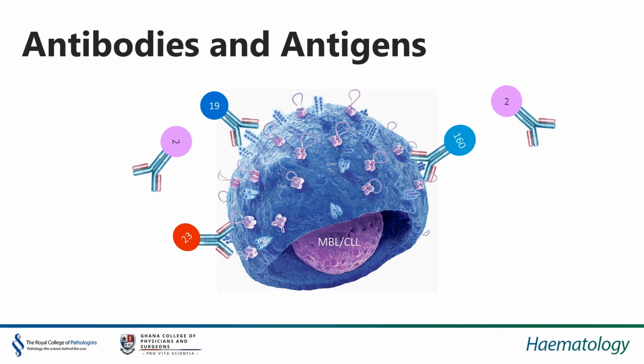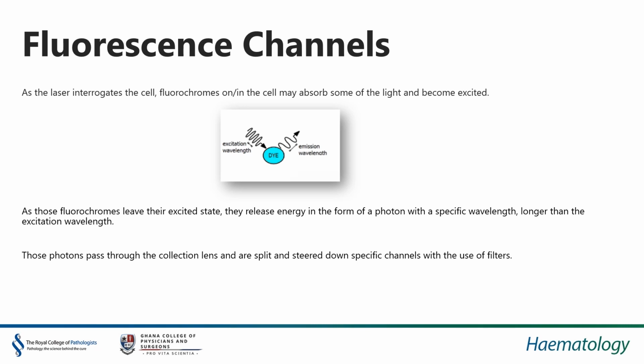So how do these antibodies and these fluorochromes, these fluorophores work? Well, it's very basic physics. As the laser that tells us about the forward scatter and the side scatter of the cell interrogates the cell, so the fluorochrome attached to the antibody that has bound to the cell absorbs some of the light. And this becomes excited. So this is what we call an excitation wavelength that activates the dye, and the dye absorbs some of that energy.